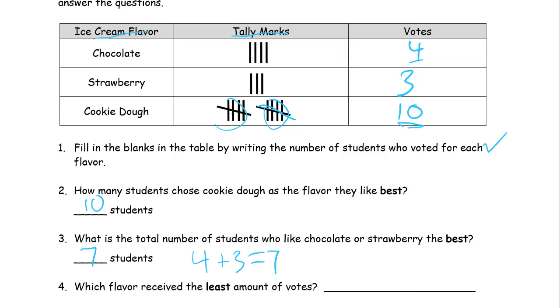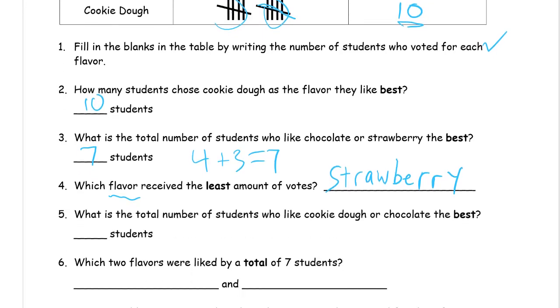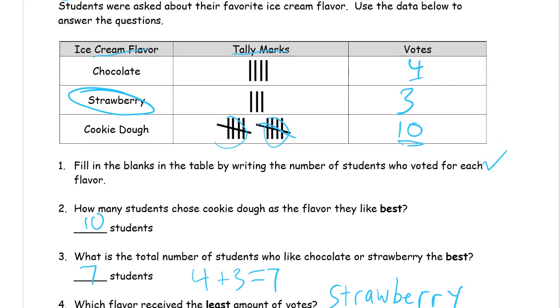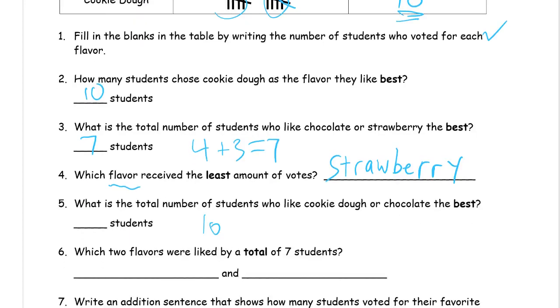Which flavor received the least amount of votes? Keep in mind here, it's not asking what is the least amount of votes. It's asking what flavor. So strawberry got the least amount of votes. And if you don't know how to spell strawberry, it's right up here in the table, so you can copy it right off of that. What is the total number of students who like cookie dough or chocolate the best? So cookie dough is 10 and chocolate is 4. So 10 plus 4. And you know that teen trick, 10 and 4 makes 14. 14 students.